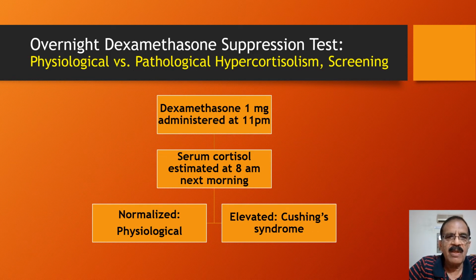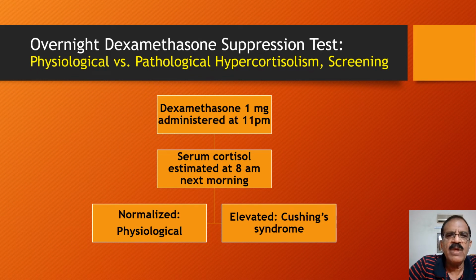Now, the dexamethasone suppression test is of two types. This is the overnight dexamethasone suppression test. This is very convenient and easy to do. And this will differentiate between physiological and pathological hypercortisolism. So this is basically a screening test. Most probably, you will have to go further with the standard dexamethasone suppression test.